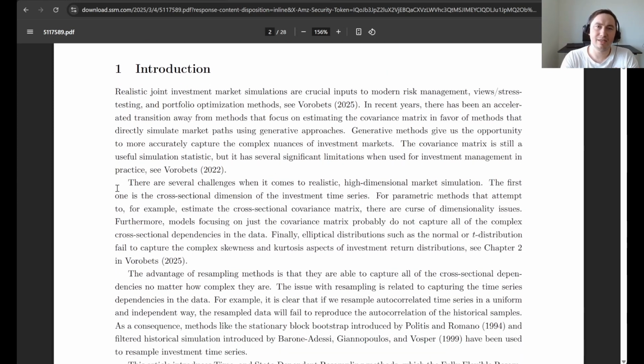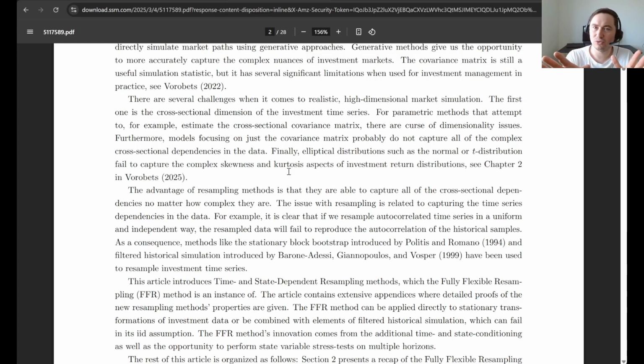So basically in the introduction we explain that it's crucial for us to be able to generate new paths for potentially very, very high dimensional markets and risk factors. And this is something that is described in the Portfolio Construction and Risk Management book, where you can see that this is the input for modern sophisticated stress testing, views and optimization methods. So when it comes to this market simulation, there are of course many challenges. The good thing about resampling is that no matter how complex the cross-sectional dependencies are, we will be able to capture them, but it struggles to capture the time series dependencies.